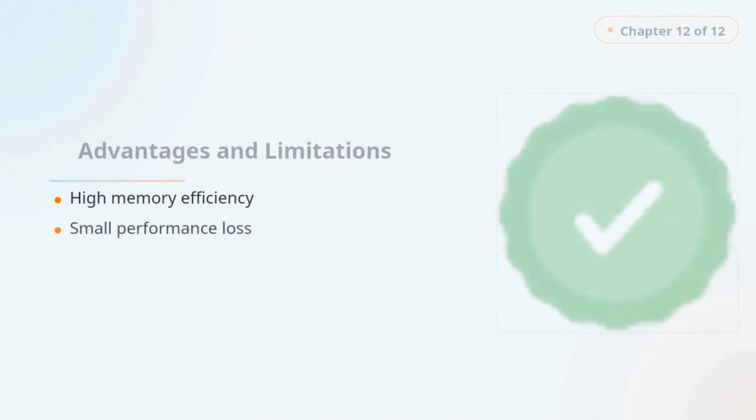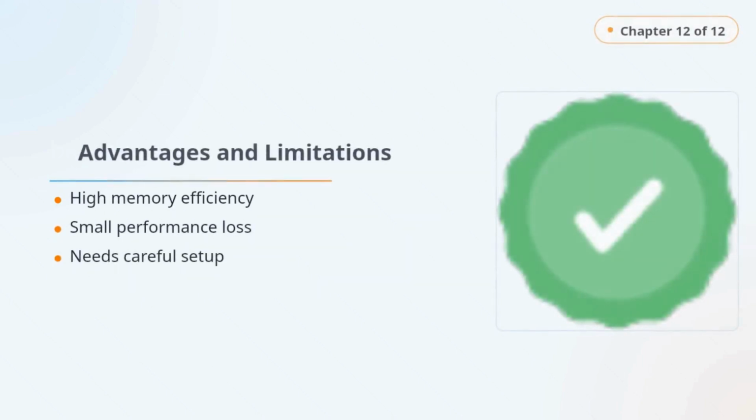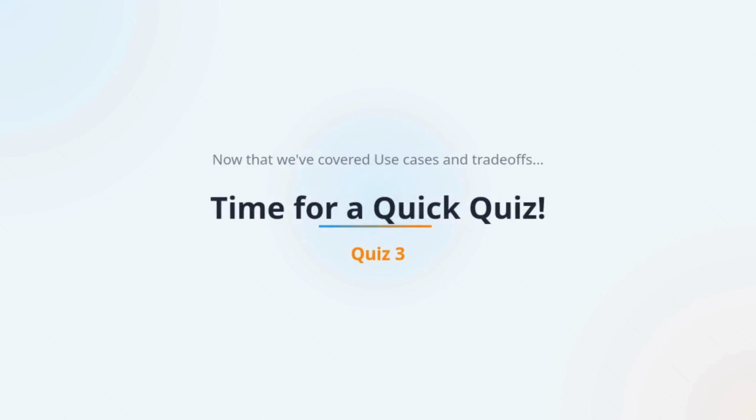The biggest advantages of QLoRA are memory efficiency, lower compute cost, preserved pre-trained knowledge, and flexible deployment with reusable adapters. But there are also limitations. Very low precision can hurt accuracy, some tasks may still need full fine-tuning, and managing quantization plus adapters can add implementation complexity. Now that we've covered use cases and trade-offs, let's test what we've learned so far.